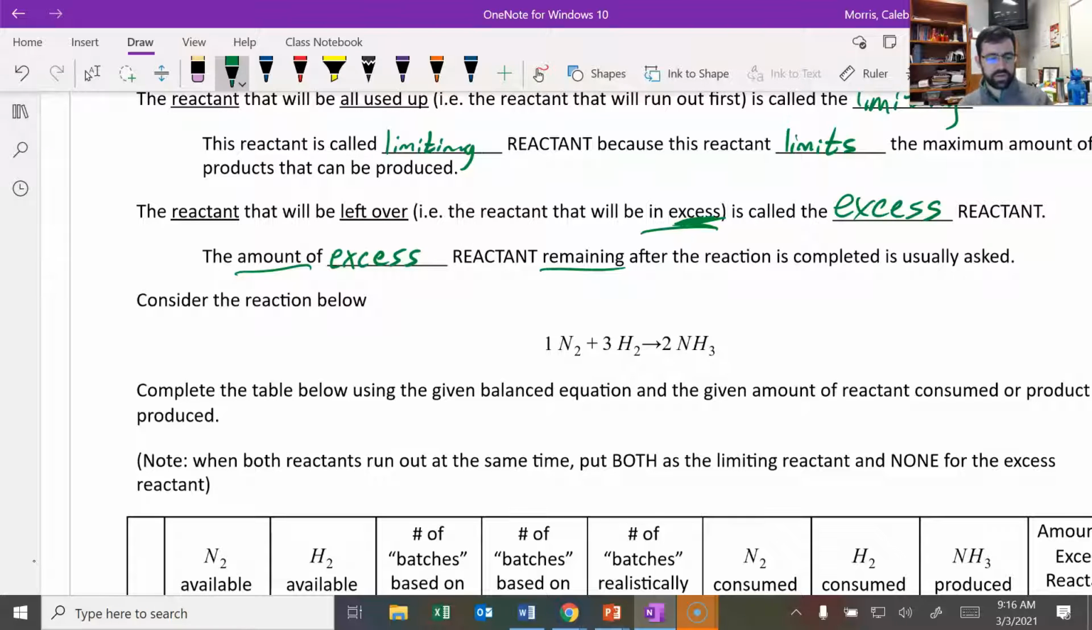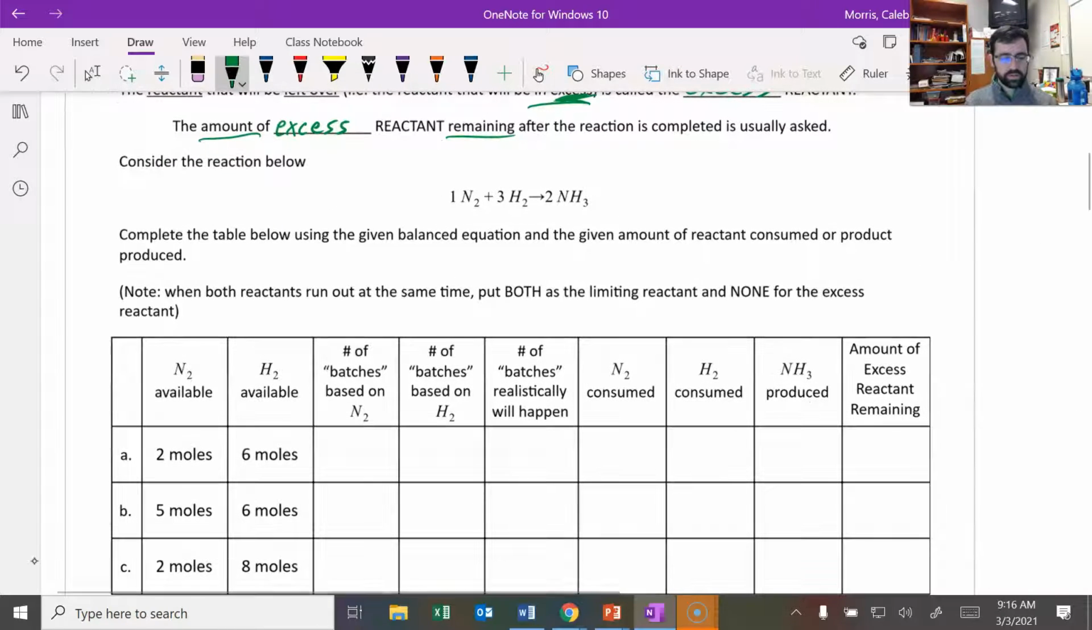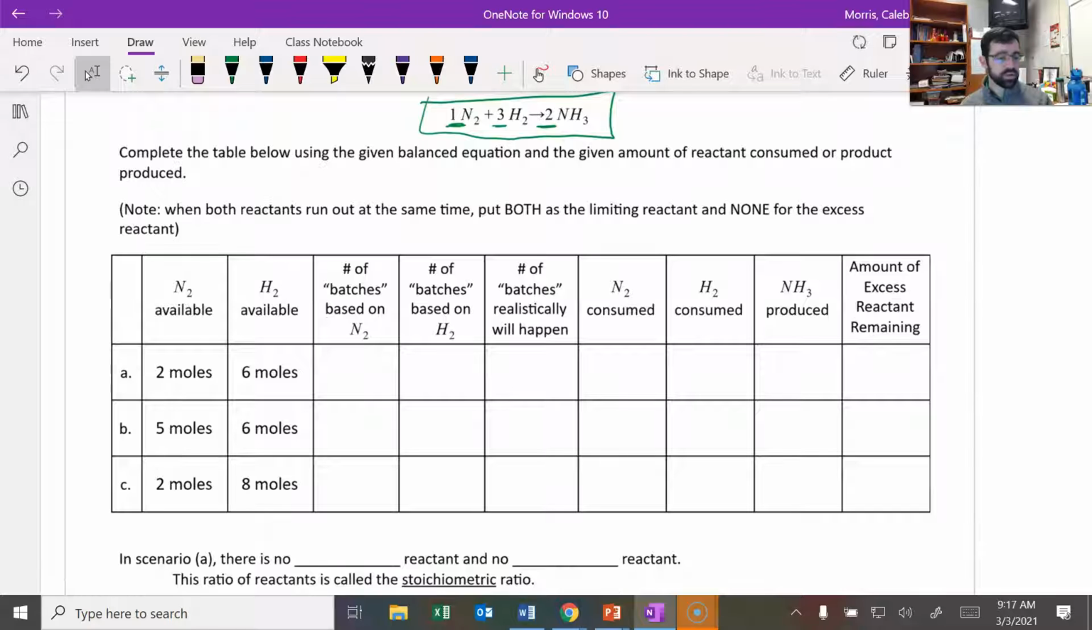Okay, let's consider this reaction below. We've got 1 N2 plus 3 H2 yields 2 NH3. We learned balanced reactions in the last unit, but those coefficients have a meaning. We want to make sure that we understand what that meaning is. Remember, that's the number of moles of nitrogen that can react with 3 moles of hydrogen to make 2 moles of NH3.